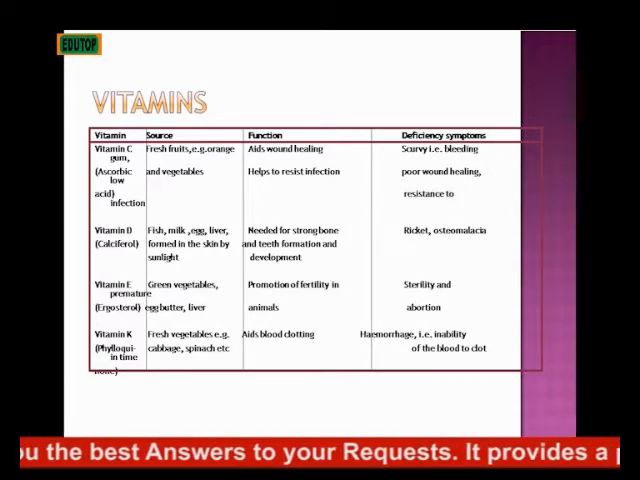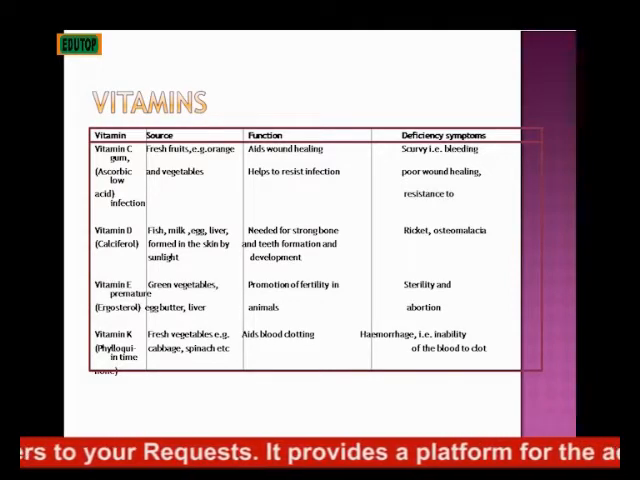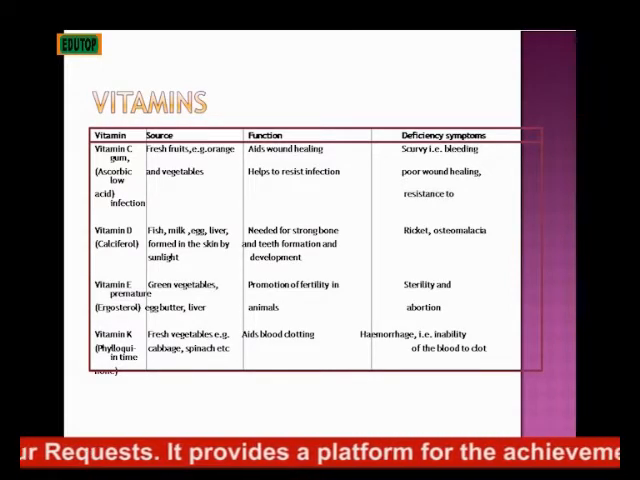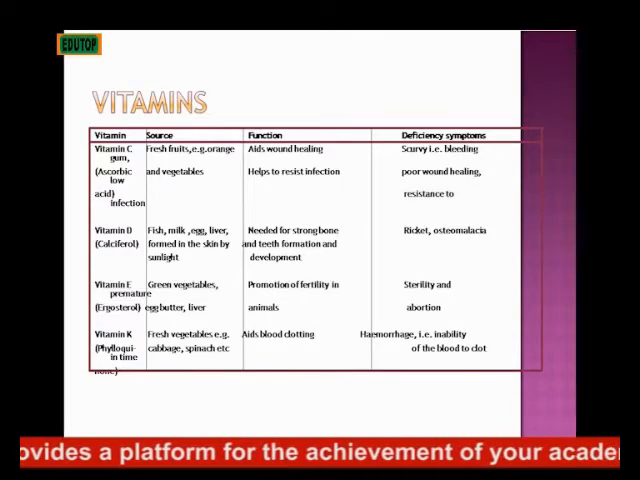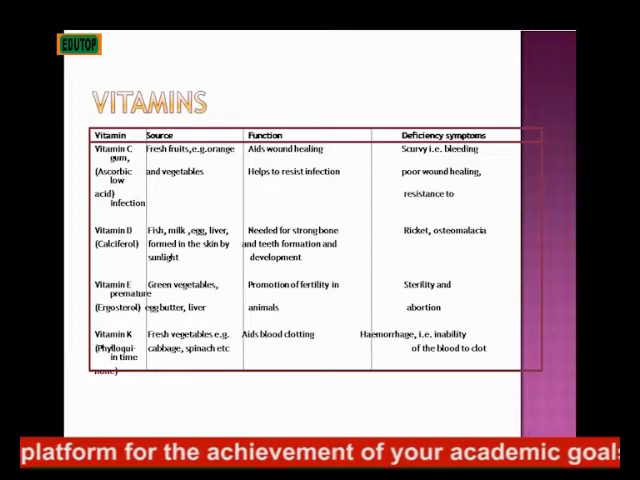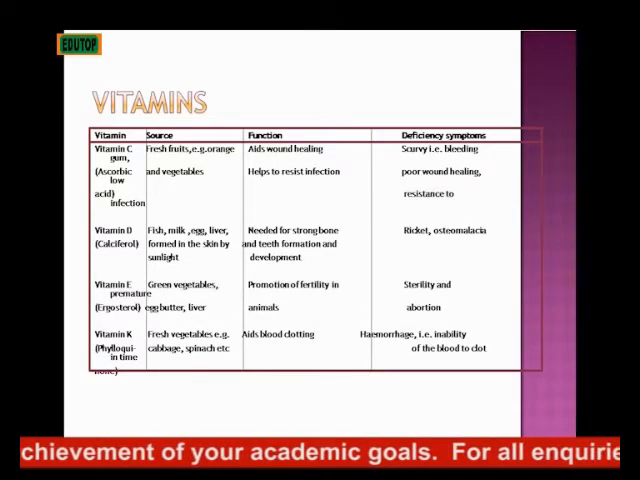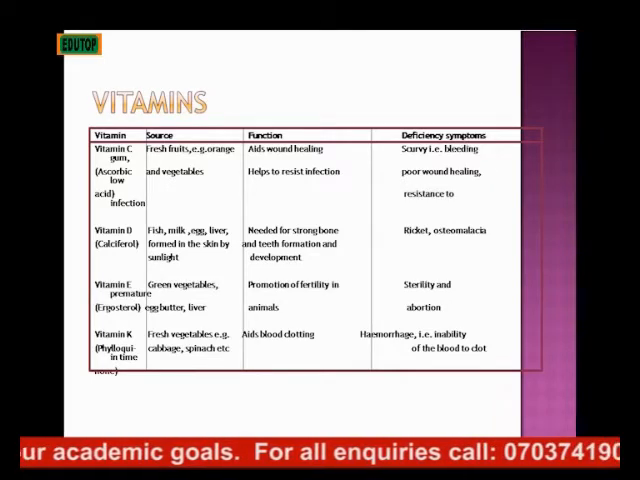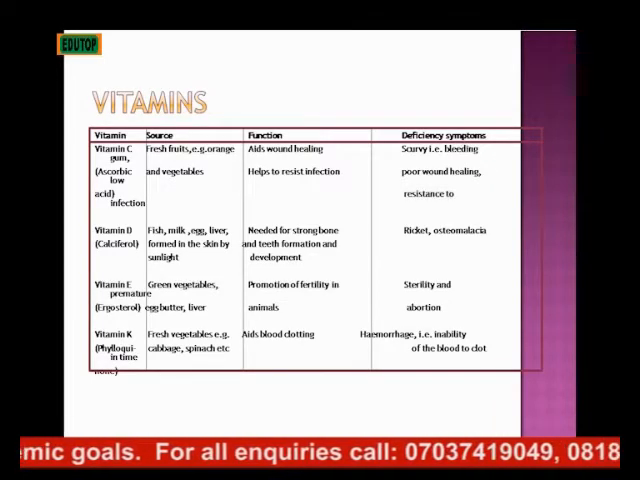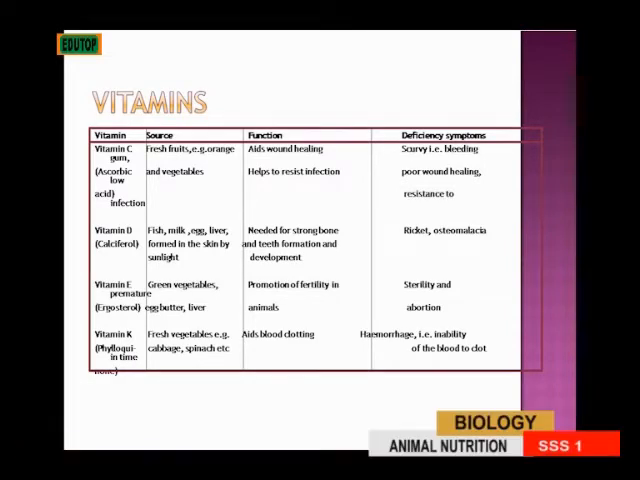Vitamin E, ergosterol, you find it in green vegetables, in your egg, in butter, and in liver. It leads to promotion of fertility in animals. It helps the reproductive system. Then deficiency of vitamin E leads to sterility or premature abortion. That is, there will be infertility or premature abortion.